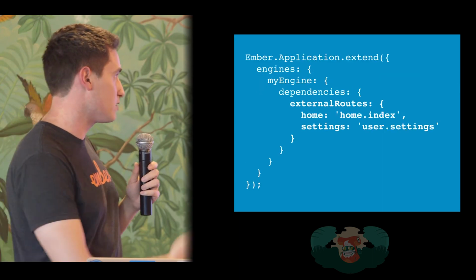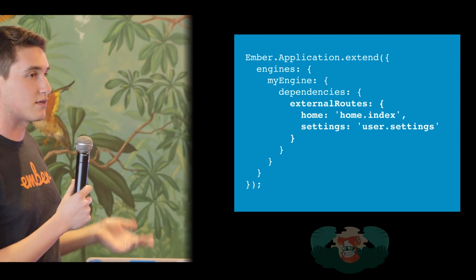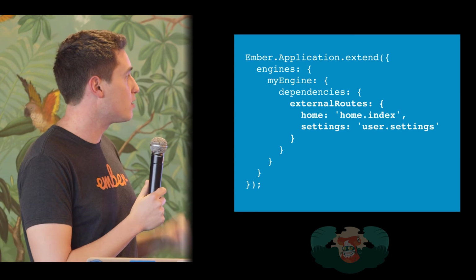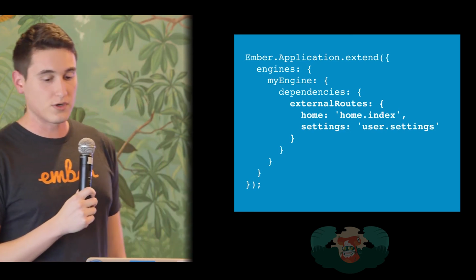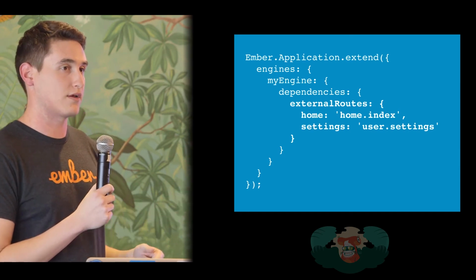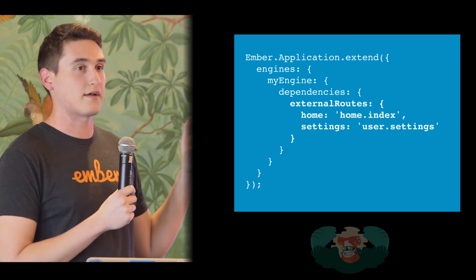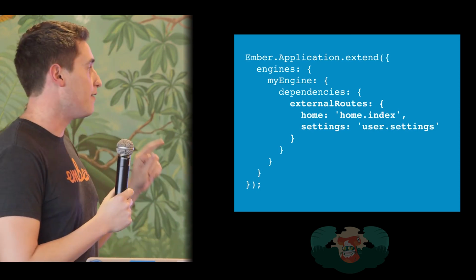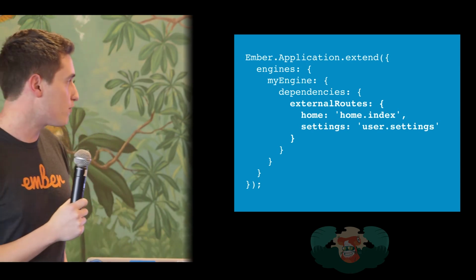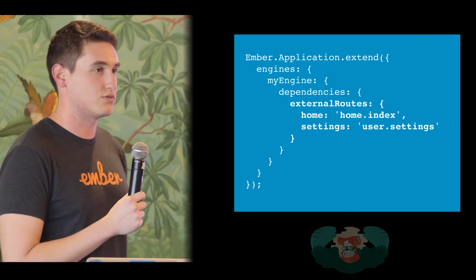So what that looks like is this. You have an application, an Ember application, and it defines the engines that it has. And then for this case, we just named it my engine, and then you specify the dependencies that you want. It's important to note that whereas in the engine, we specify an array of external routes that we want to go to, here we actually provide a map. And so the key is the name of the external route that we have in the engine, and then the value is the actual route path that the host sees. So for instance, our home route is actually at home.index. Our settings route is at user.settings.